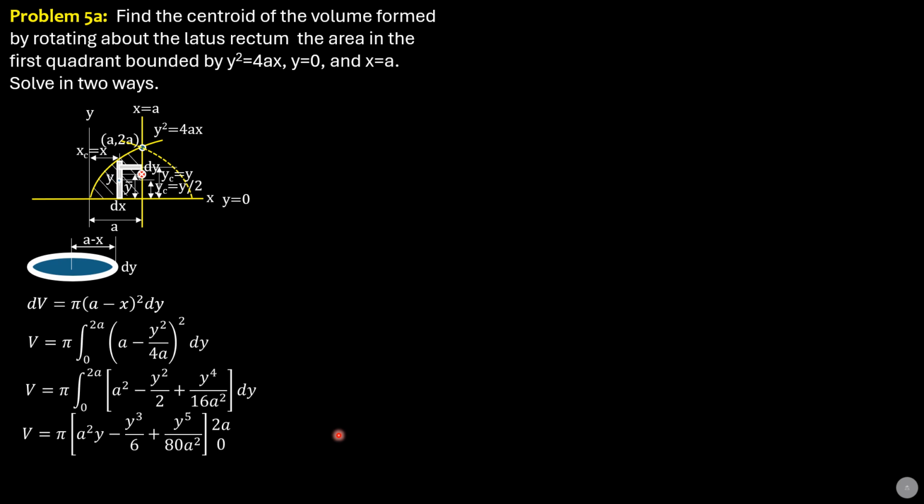Volume therefore is pi quantity 2a cubed, 2a quantity cubed over 6, is 4/3 a cubed. So 2a cubed minus 4/3 a cubed plus 32a to the fifth over 80a squared. Lower limit, of course, is 0. So using your calculator, combining, volume equals 16 pi a cubed over 15.